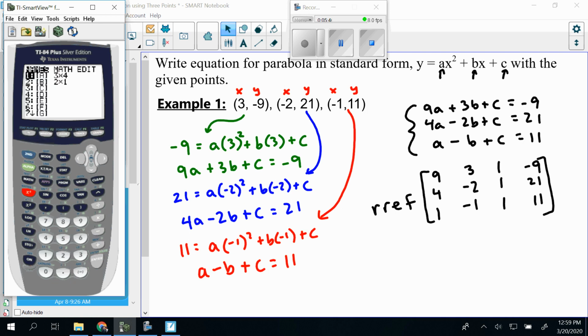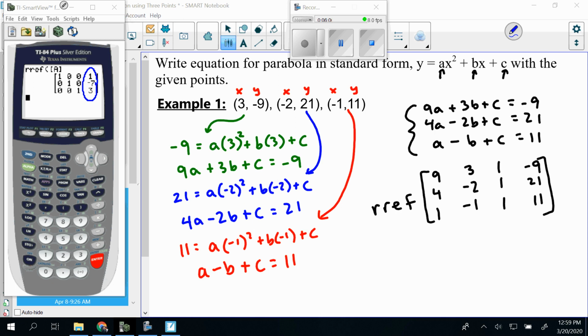And this time we want to select the matrix that you put it under. I put it under my matrix A, so I'm going to hit A there and hit enter, and then it should give you this reduced row echelon form. So in this form now, these would be your A, B, and C here. So on this one, our A is 1, our B is -7, and our C is 3.